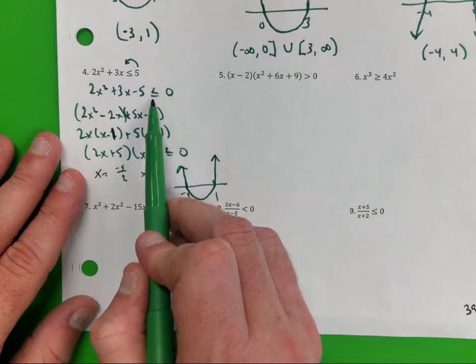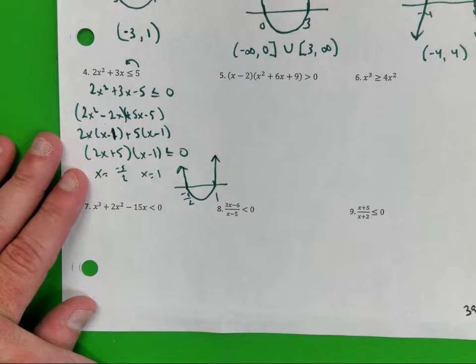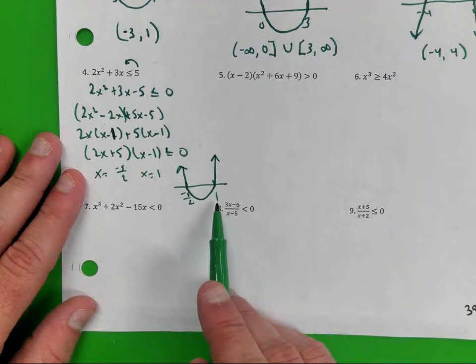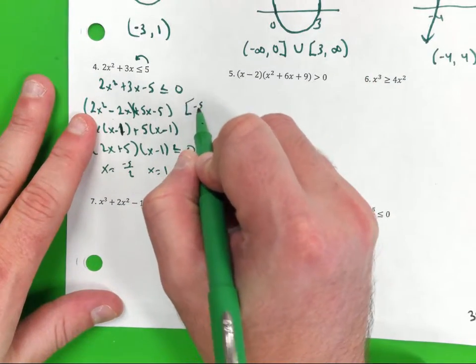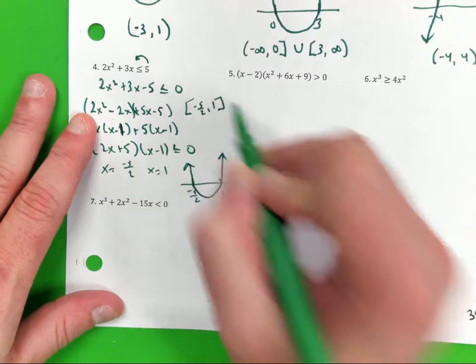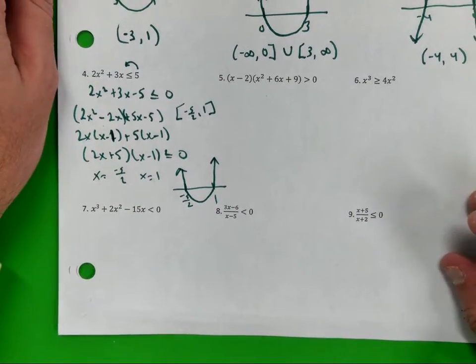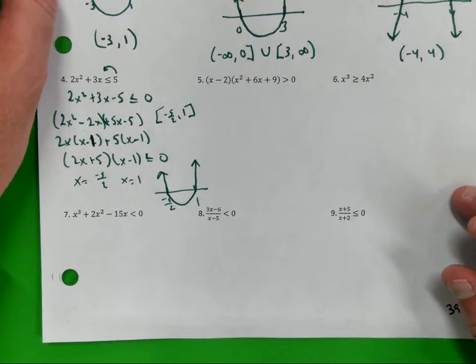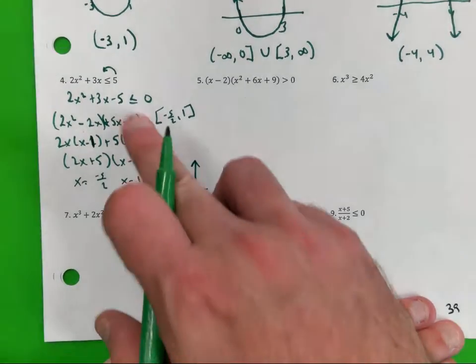I want it less than or equal to what? 0. Alright, where's it less than or equal to 0 at? Between -5/2 and... What would I put around -5/2 and 1? Bracket. Very good. These are not too bad, are they? So you wouldn't worry about the original equation whenever it says 5? No. You go to where it's 0.